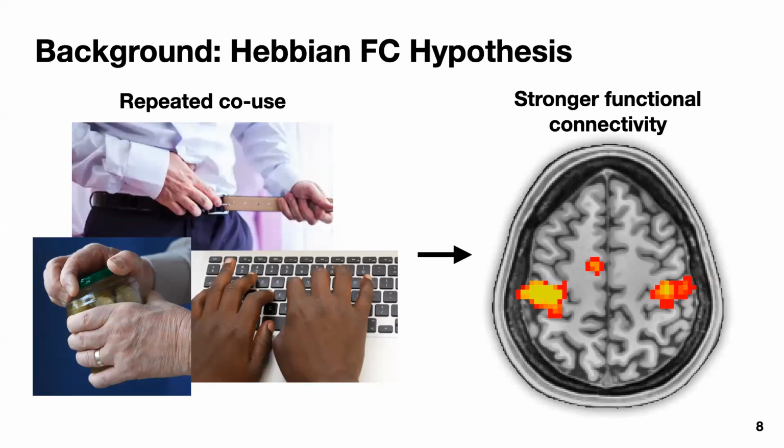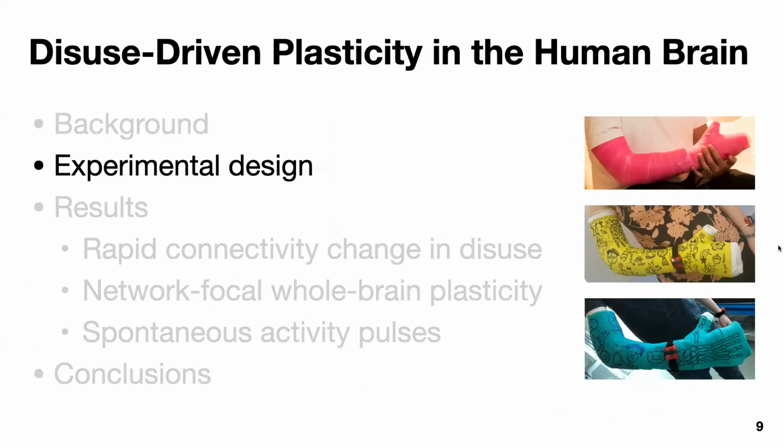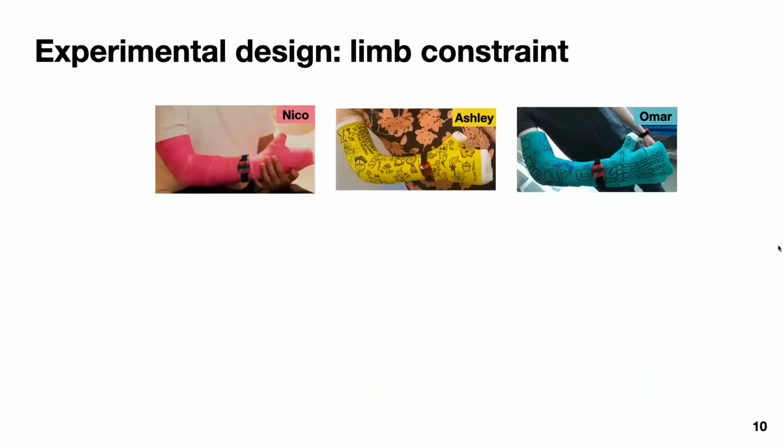Now, this is a hypothesis that is often stated in my field, but I would argue that until recently, there wasn't a lot of strong support for it. And this is one of the things that we wanted to change with our experiment. All right, so now for the fun part. We took 3 right-handed participants and casted their right arm for 2 weeks.